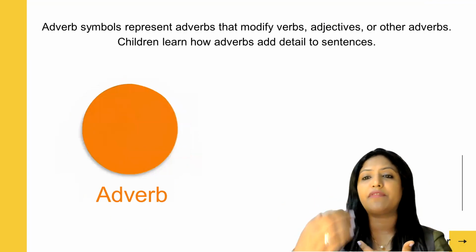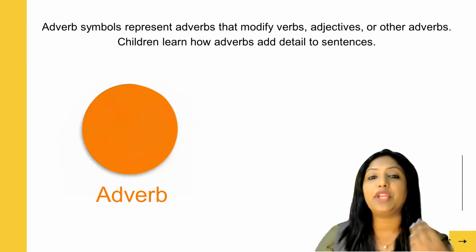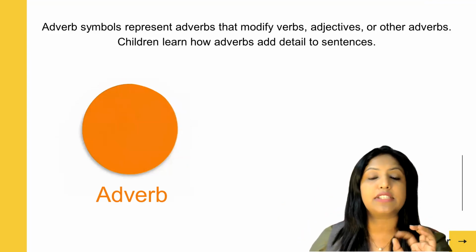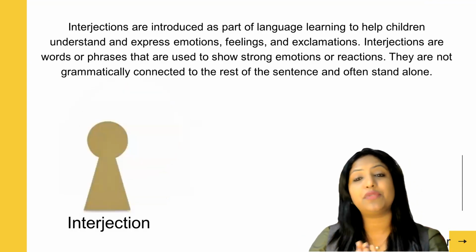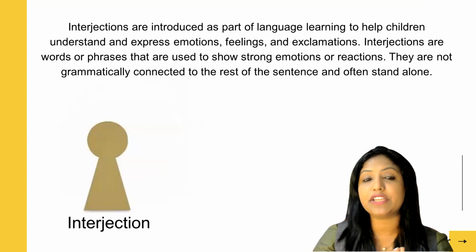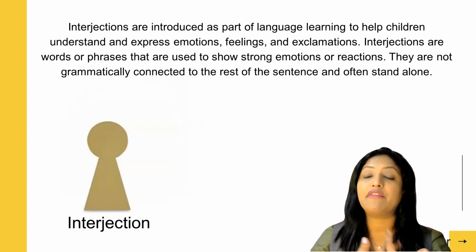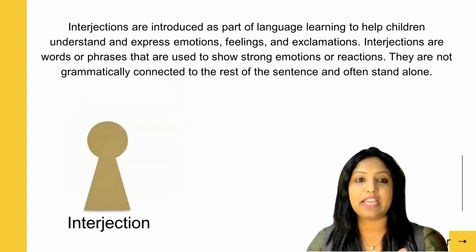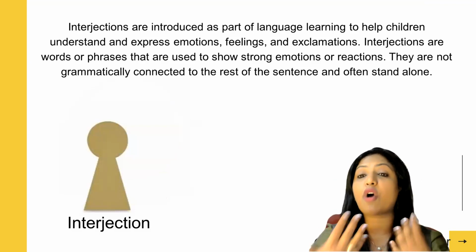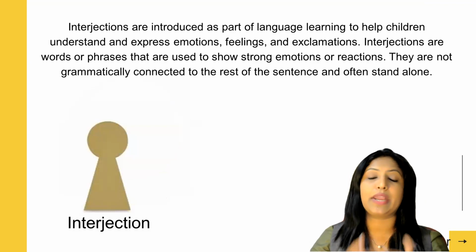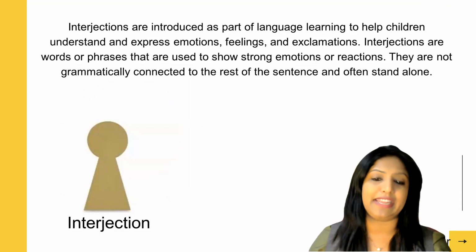The adverb will modify the verb. It can describe the verb even better, and we use a small orange circle to represent adverbs. Interjections are introduced as a part of language learning to children when we are helping them to understand and express emotions, feelings, and exclamations. Interjections are words or phrases that are used to show strong emotions or reactions. So we use this symbol in our grammar symbol box to work on interjections.